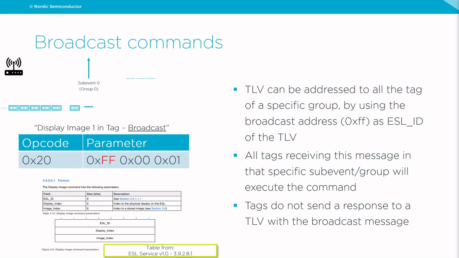Another interesting feature is how to send a command to all the tags in a specific group, so that all tags in that group, only that group, should execute it. This is simply done by specifying the broadcast address FF as ESL ID in the TLV. In the example seen before, if we want all the tags in group 0 to change display image, we can do it as shown here. We can include the ESL ID in the parameter, and in this case we choose FF. All tags will then wake up and will see this ESL ID in the parameter field, and all of them in that group will execute the command and then go back to sleep without sending any response back.